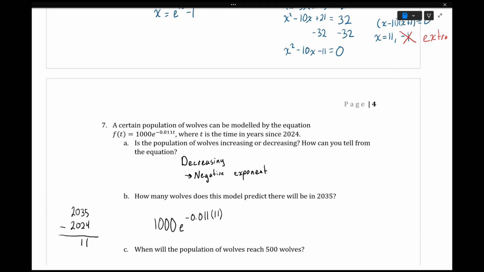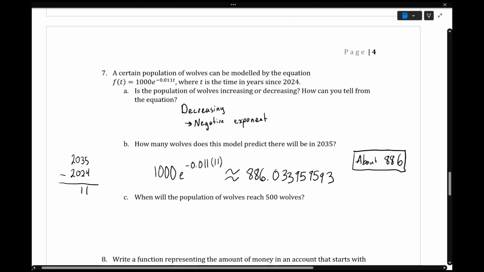So my calculator says that this is approximately 886.033959593. But that doesn't make sense, so we'll say about 886 wolves. Unless you want to think of that 0.03 as maybe there's a female that's pregnant with one, but not very far along, but 886 is what we would say.